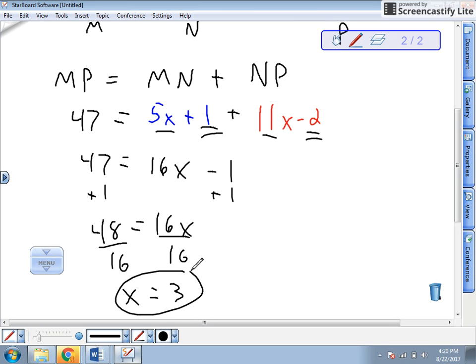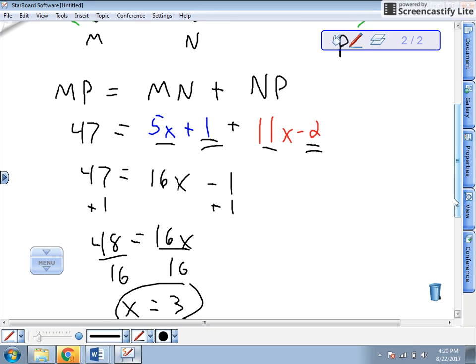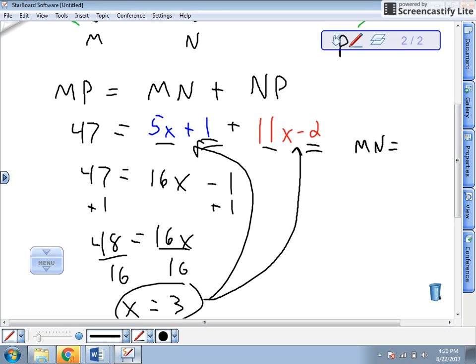But I have to find MN and NP. So then I have to plug that back in wherever I see an x. So MN equals 5x, 5 times x, which we know x now is 3, plus 1, and NP equals 11 times 3 minus 2. When you solve it, 5 times 3 plus 1 equals 16. And this one right here, 11 times 3 is 33 minus 2, which is 31. And when you add 31 and 16, you know that equals 47.